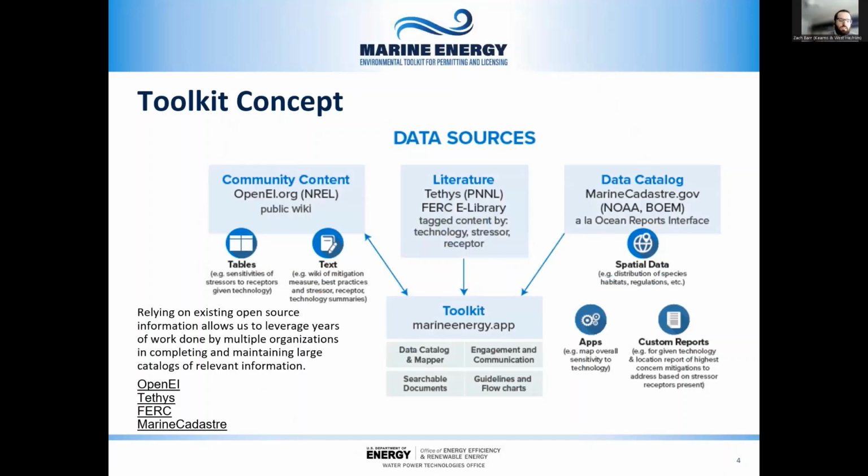So the basic concept of the toolkit was focused on how to aggregate existing and different sources of information to create a one-stop shop that can help facilitate an efficient and effective permitting and licensing process. The current time frame to permit a project in the US is around 7 to 8 years, which is pretty long. So we're really focused on trying to reduce that time frame by providing both regulators and developers the latest and greatest sources of information. In this diagram, you can see at the top our data sources and how they go into the toolkit.